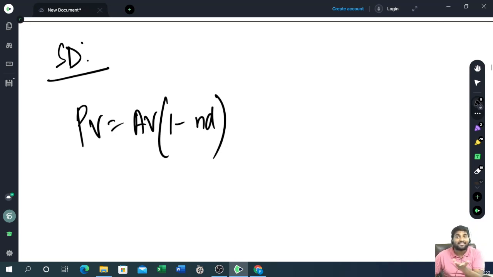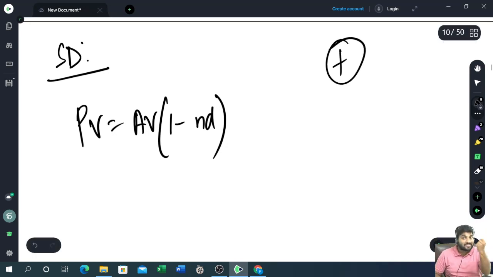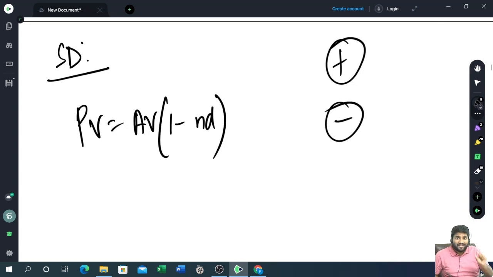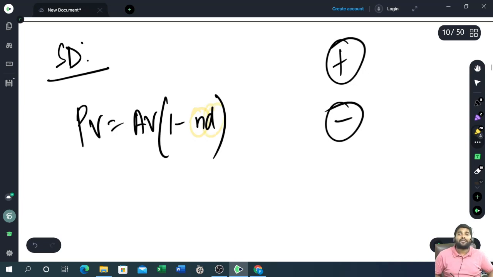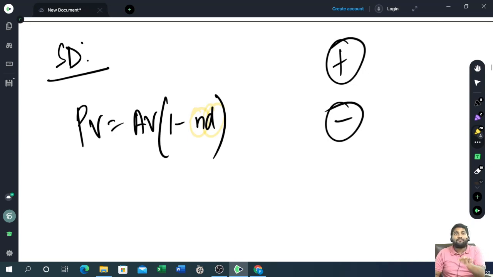Why? Because value of money decreases over time. So whenever we are accumulating, we'll see some sort of plus signs. And whenever we are discounting, we'll see some sort of minus sign. So what is happening here? Accumulated value minus some percentage of accumulated value, which is based on two things. One is the number of years and the other is the discount rate. More the number of years, more the discount. More the discount rate, more the discount amount. It's very simple. So AV into 1 minus ND is equal to present value. Now present value is my subject. Previously when we were accumulating using interest, accumulated value was the subject. Now present value is my subject because I am using discounting.